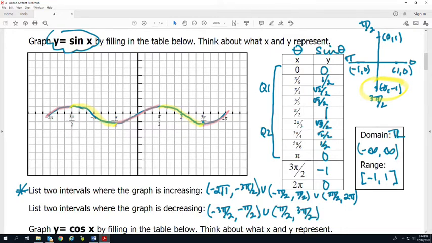Now I usually use parentheses because at this point right here, at the -3 pi over 2, it's leveled off. It's not increasing or decreasing right there, so we should just use parentheses at those locations. All right, so that's the graph of sine. Let's move on to the graph of cosine.